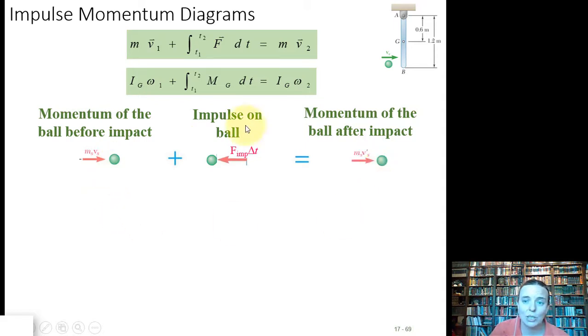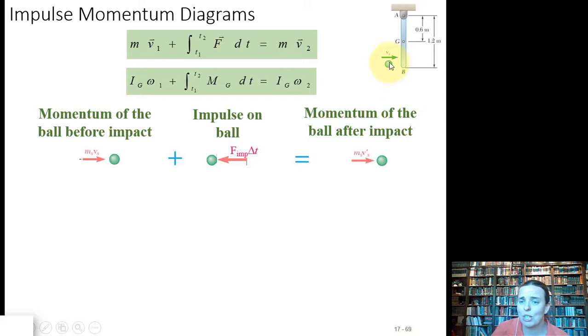So if I just look at the ball, right, I'm ignoring this bar for a second. I'm just looking at the ball. So I have the starting velocity of the ball coming in right before it slams in. And then during the contact, the bar is going to be impacting the ball going to the left. And this will happen over a short time period. And then after the fact, you're going to have some new velocity.